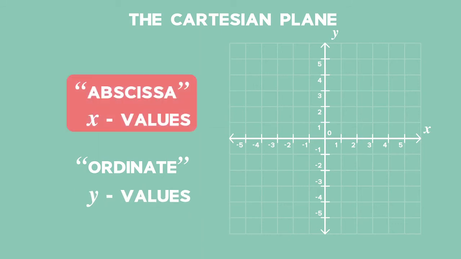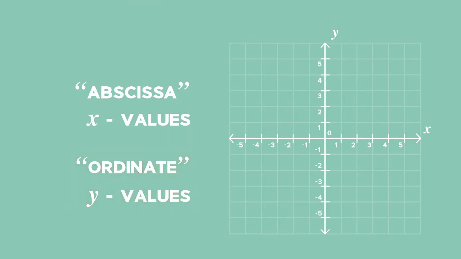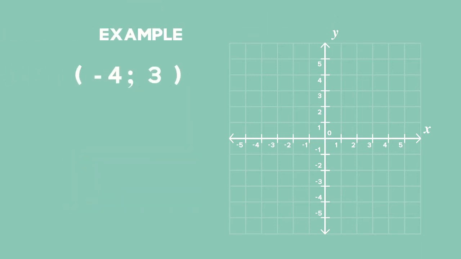The abscissa is the horizontal or the x value in a pair of coordinates, and that tells us how far along the point is. The ordinate is the vertical distance or y value in a pair of coordinates, and that tells you how far up or down on the axes your point is. For example, if you look at -4 and 3, -4 would be your abscissa and 3 would be the ordinate.